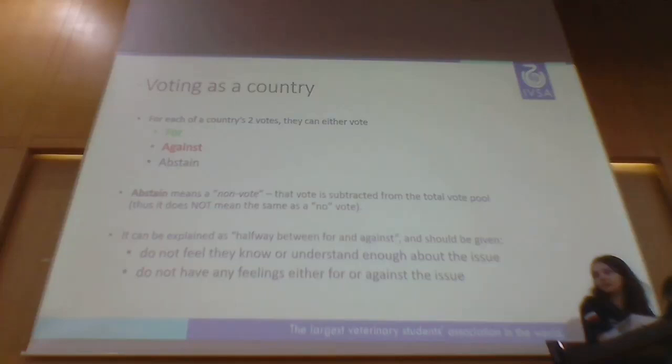So you are allowed to abstain from voting. It can kind of be explained as halfway between for and against. You abstain if you're not sure you know or understand the issue, if you feel like you're not qualified enough to give an opinion, or if you don't have any feelings for or against the issue. So whatever's being discussed, if you are completely neutral about it, then you're allowed to abstain.